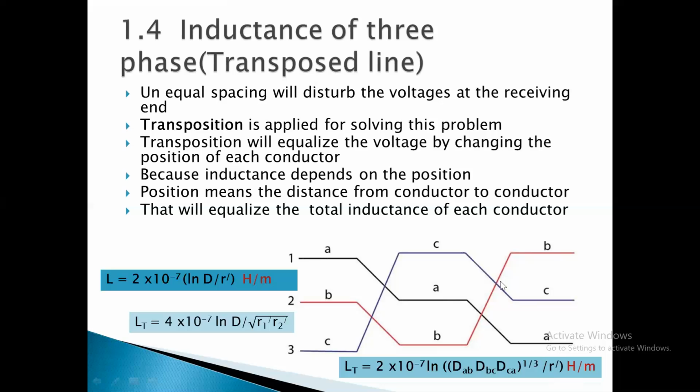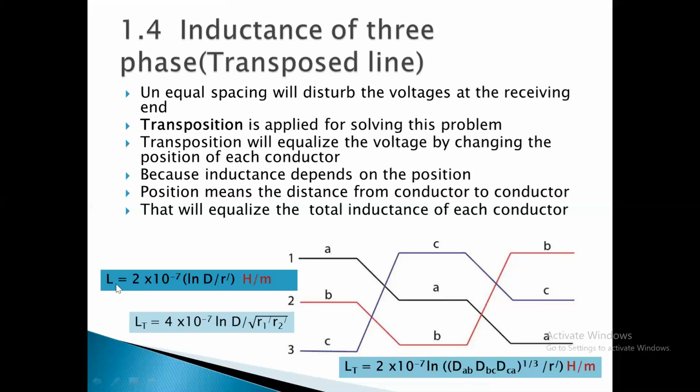Otherwise, normally it doesn't happen, but it may happen that the radius of each conductor is different. Then it may be r1 into r2 into r3 raised to the power 1 divided by 3. So you understood the basic construction of the formula of this equation. Yes, I understand. Thank you. So you just have to remember these three. You can derive one equation from another. You can also derive this, but I am not going into derivation.